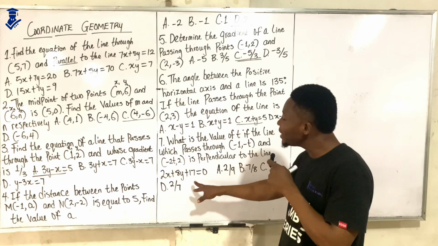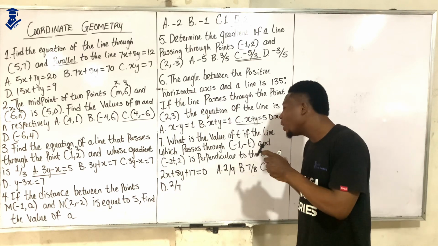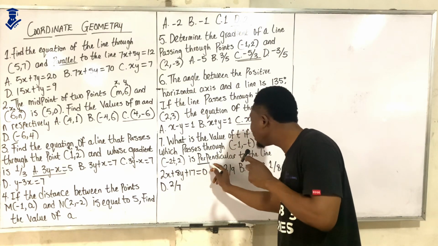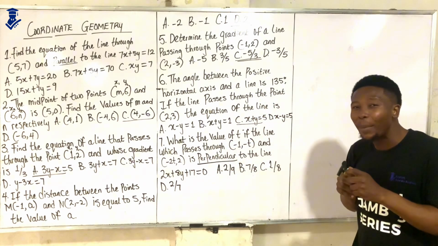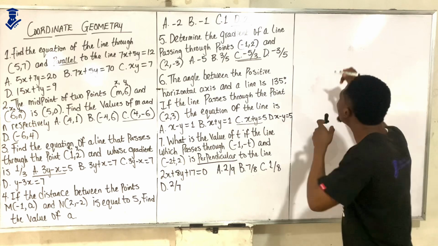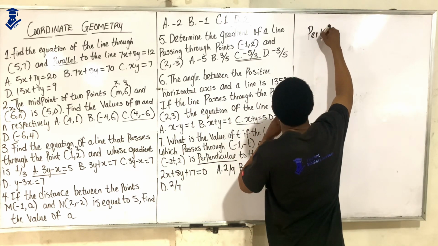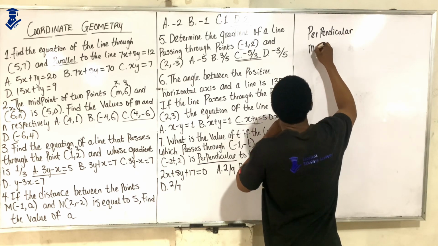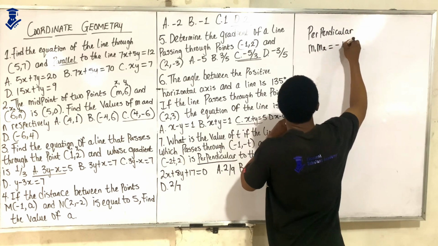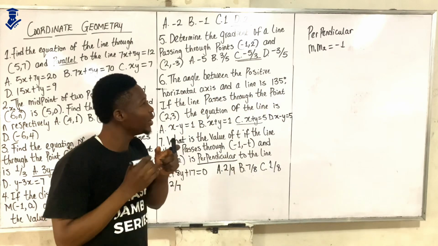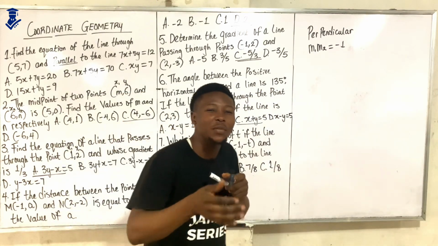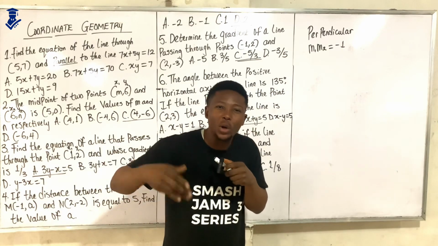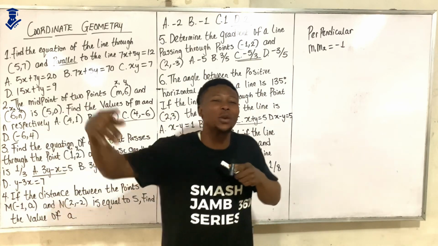Now we are given this equation of the line, and take note that the condition given to you here is perpendicular. These lines are perpendicular to each other, and we've looked at the parallel condition. For the perpendicular condition, m1 multiplied by m2 is equal to minus 1. m1 is the gradient of the first line and m2 the gradient of the second line. The product of both of them is equal to minus 1.